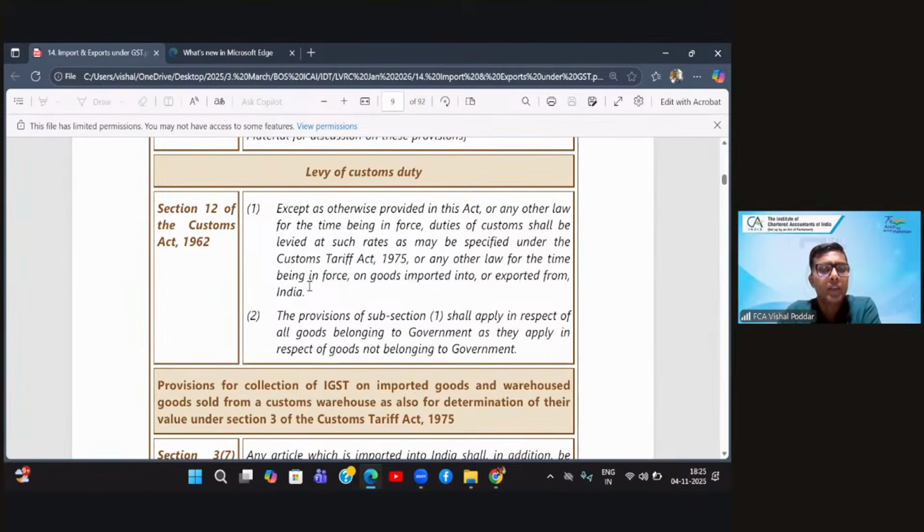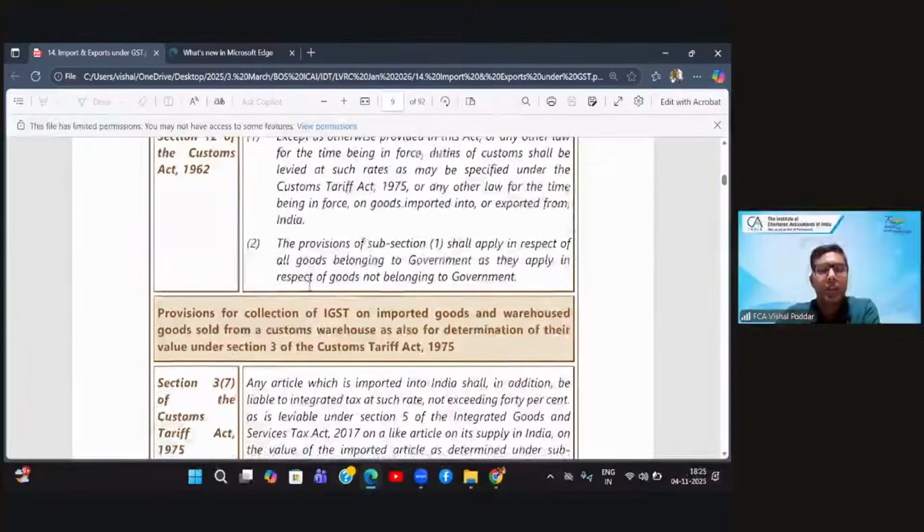So the Customs charging Section 12 says that whenever there is import of goods, you will pay the customs duty at the rate specified in the Customs Tariff Act or any other law for the time being in force. So this is where the IGST is impliedly covered. Thereafter it says the provisions of sub-section 1 shall apply in respect of all goods belonging to government as they apply in respect of goods not belonging to government.